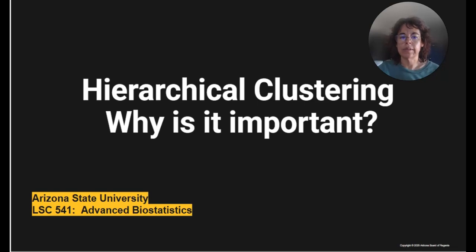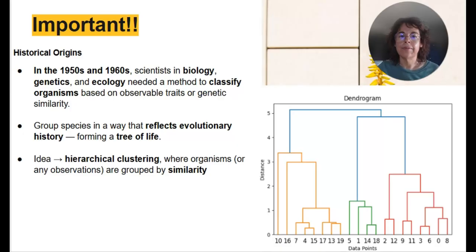Why is it important? Well, back in the 1950s and 1960s, scientists in many different fields of science, biology, genetics, and ecology, for instance, needed a method to classify organisms based on observable traits and genetic similarities, but they didn't have such a great method. Rather than just putting them into fixed categories, they wanted some way to group species in a way that reflected evolutionary history, thus forming the tree of life.